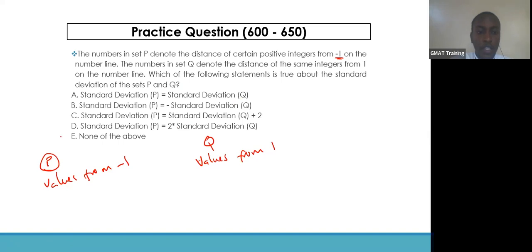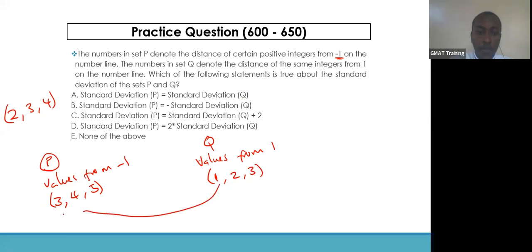Let's take some 3 integers and find the distance of the values from -1. Let's take 2, 3, and 4. The distance of 2, 3, and 4 from -1 is 3, 4, and 5. The distances of the same values from 1 should be 1, 2, and 3, right? As you can see, 1, 2, and 3, if you were to add 2 to 1, we'll have 3. If you were to add 2 here, we'll have 4, right? And if we were to add 2 to 3, you have 5.